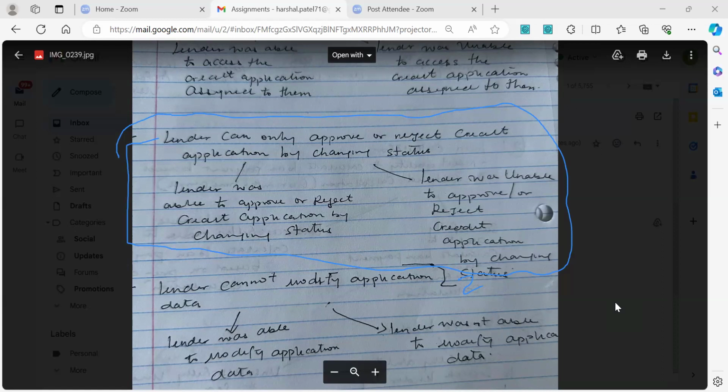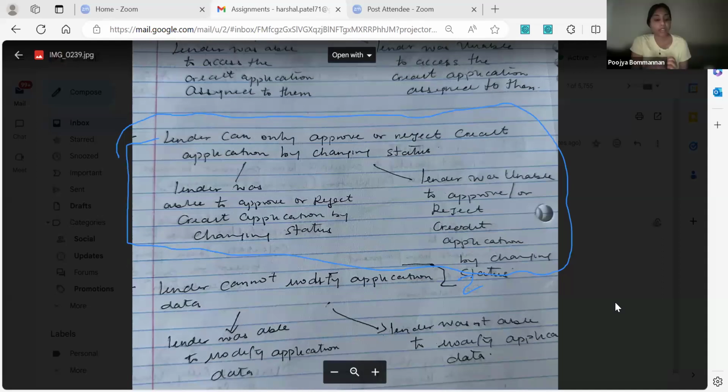Anybody else has any thoughts? When you're saying by changing status, if the application is approved, then the lender cannot change the status. Okay, so what are the two possible things first? What are the two things that the lender can do here? If the application is approved, the lender cannot change the status, and then the opposite of that.